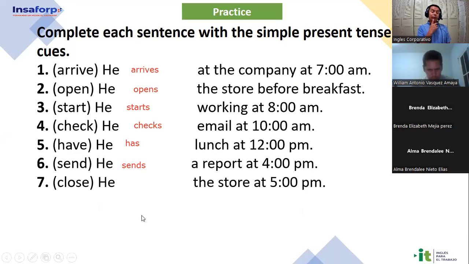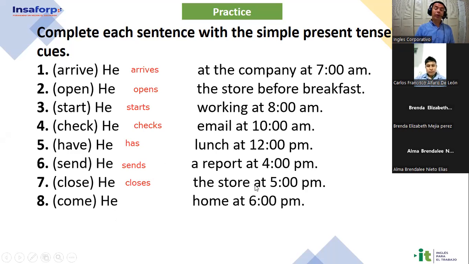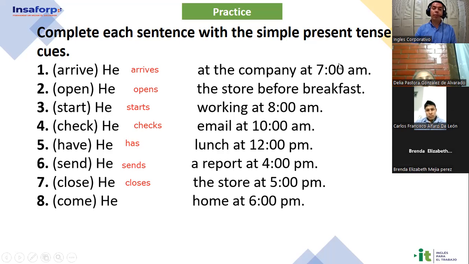Number seven, please. The store, right? Carlos? Francisco, please. Help me, Francisco. He closes the store at 5 p.m. He's totally correct, right? Closes. Number eight. Let me see, Delia. He comes home at 6 p.m. Comes home, right?